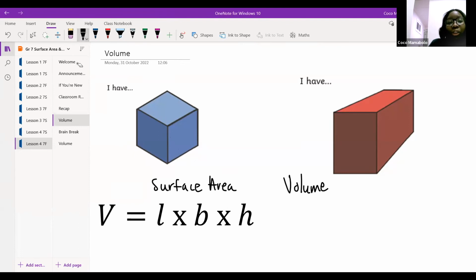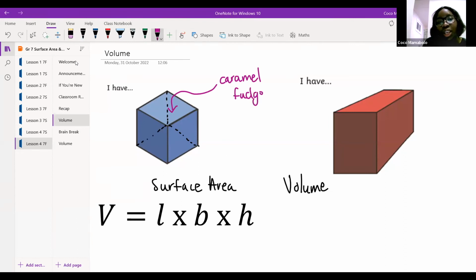Now, when I calculate for my volume, I want to know, and Teacher Kat's going to be so mad at me for this, I want to fill my cube with caramel fudge sauce. I want caramel fudge sauce to go inside here. I want to fill this with caramel fudge sauce. And Maya, it's not my fault you don't have good taste in sauce, because caramel fudge sauce is the best thing ever. It's just, wow.